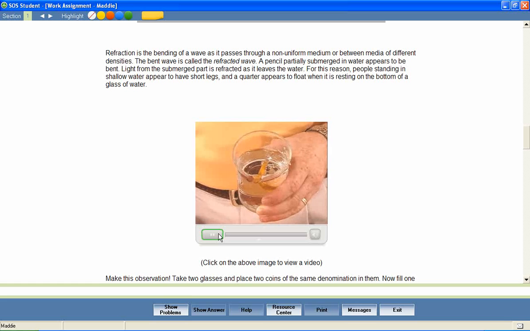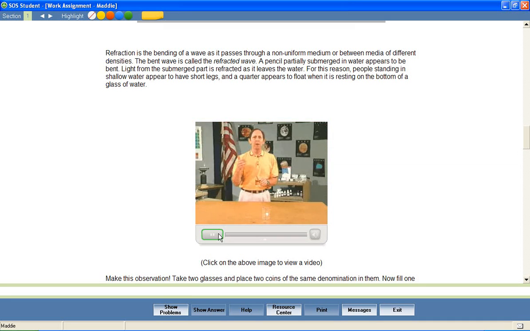What's happening is that the light waves are being bent or refracted as they come out of the water and come to the eye. The waves from the part of the pencil that's not in the water reach our eyes first, and the bent or refracted waves take longer to get to our eyes. That's because water and air are two different media with two different densities. The light waves travel slower through the water because it's more dense than the air.